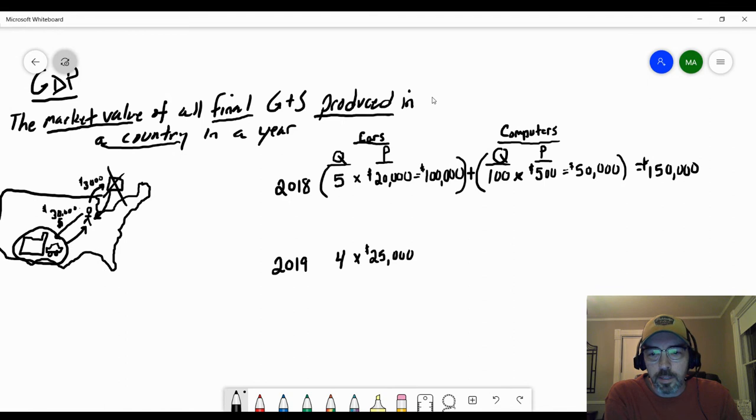And for computers, let's say we were able to eke out a little bit more computer production. So we'll say 110 computers. And we'll say that the price of computers remained the same. So no change in the price of computers.